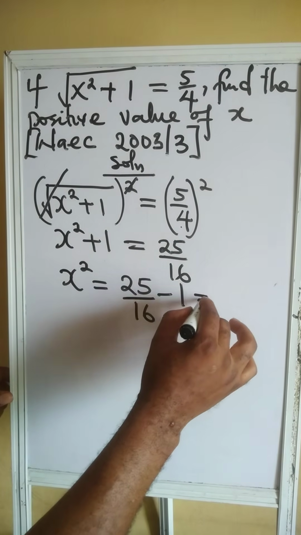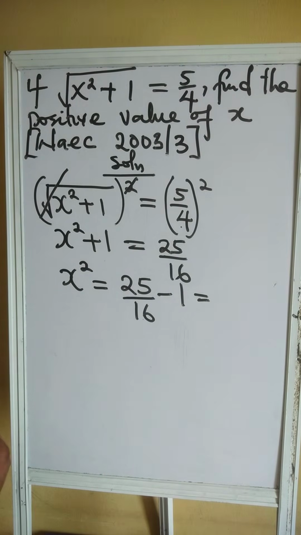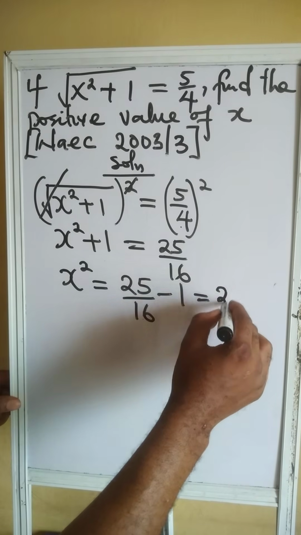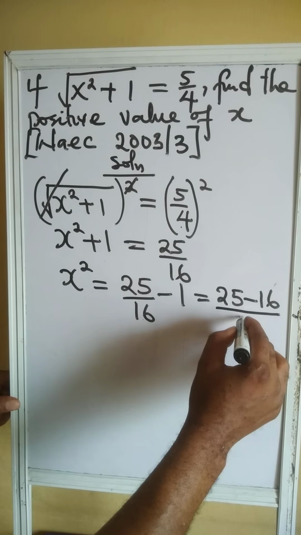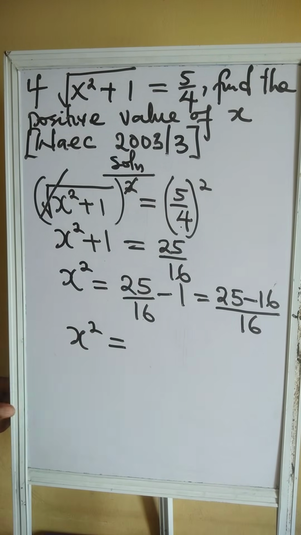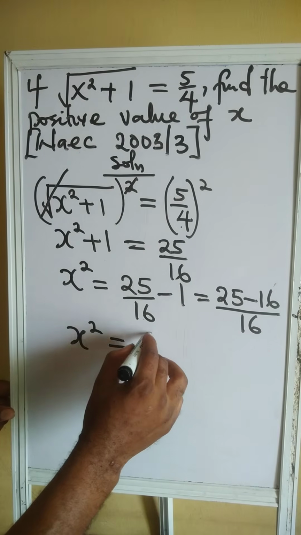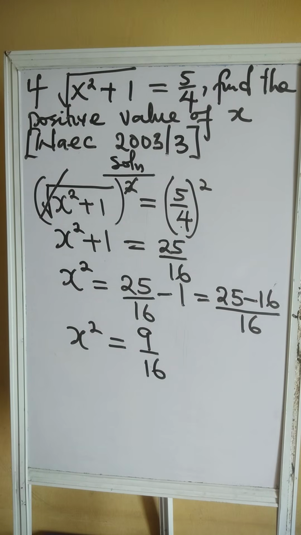Are you there? Now what I'm going to do, don't waste time taking the LCM. Just cross multiply 16 times 1, which will give you 16. So the numerator will now have 25 minus 16, divided by the denominator, which is 16. Then x squared should now be equal to 25 minus 16, which gives 9, all over 16.